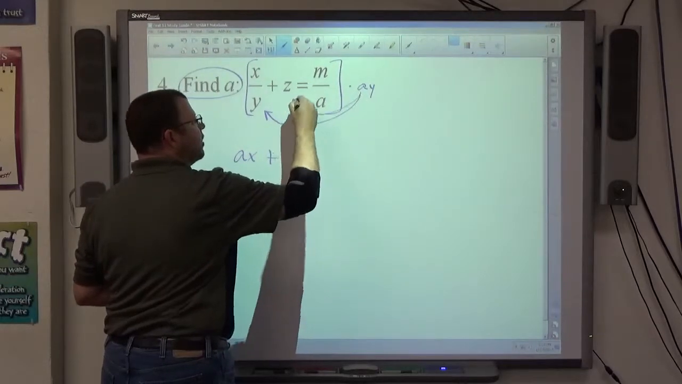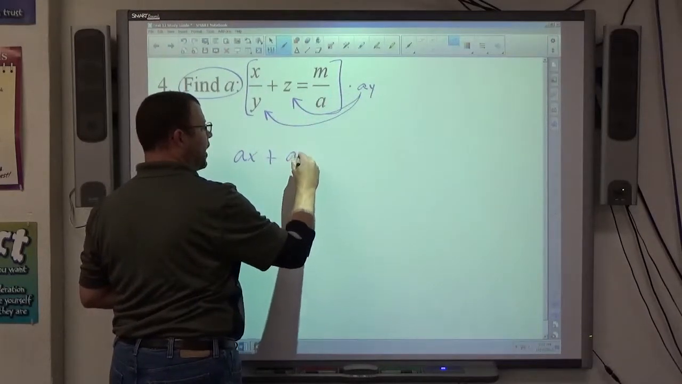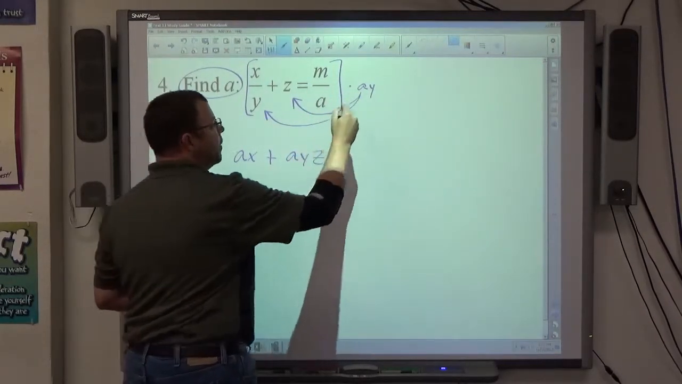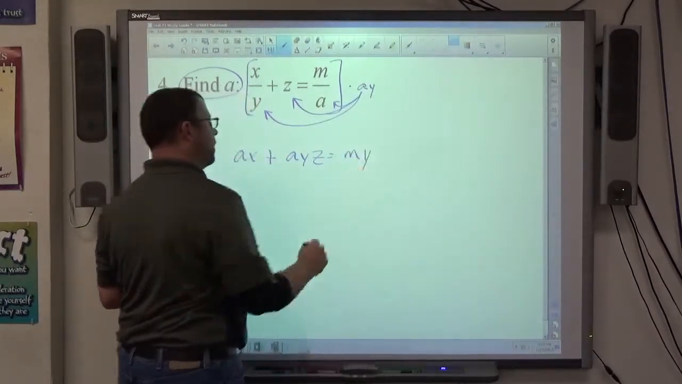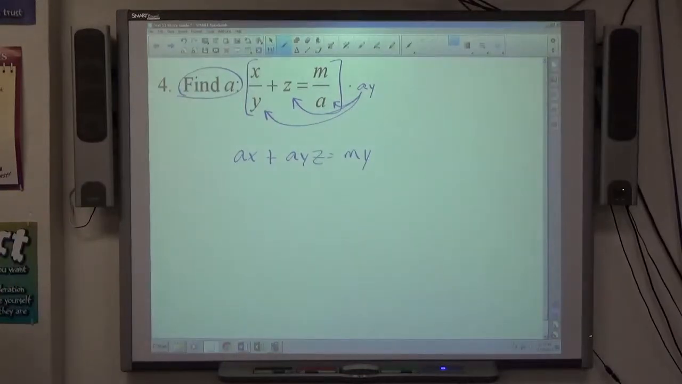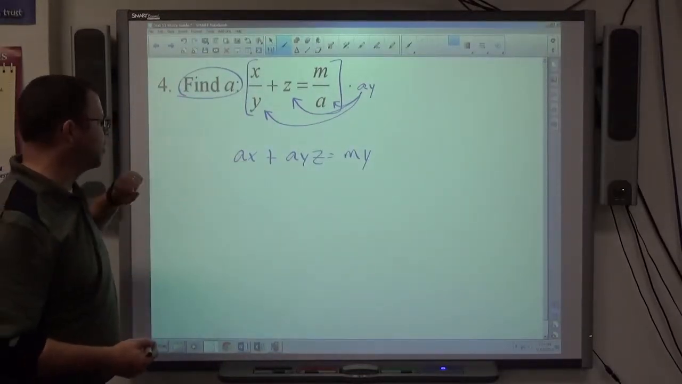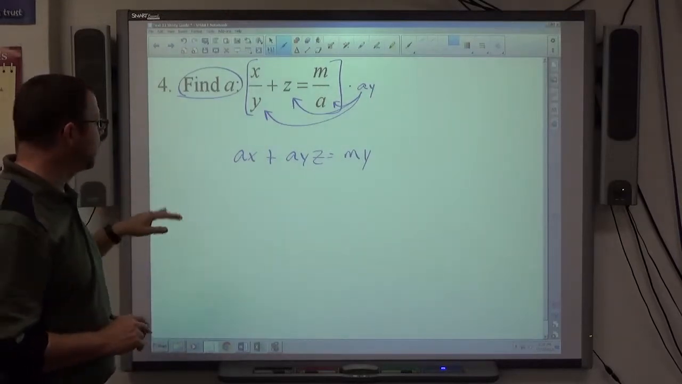Do this multiplication, AY times Z, there's no fractions, I get AYZ. And when I do this multiplication, A cancels A, leaving me with MY. Always start there, get rid of all the fractions. Job 2, it says find A. At this point it matters because I've got all the fractions gone. There's no parentheses, no fractions, ready to go.